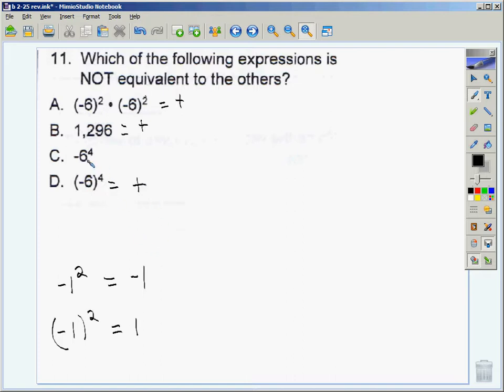What's being raised to the 4th power here? The 6. And it's going to be negative when I get done. That's why this one is not equivalent. Okay? Goes right back to that mastery test that we've taken 4 or 5 times already. Be careful if that negative is not in parentheses. The exponent has nothing to do with the negative. Questions on number 11.